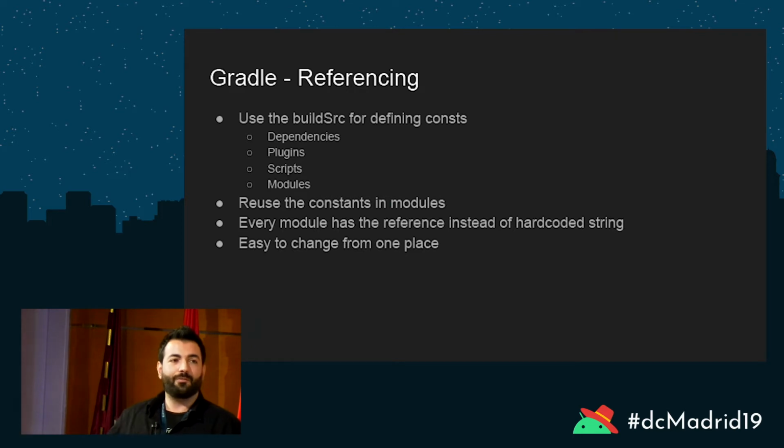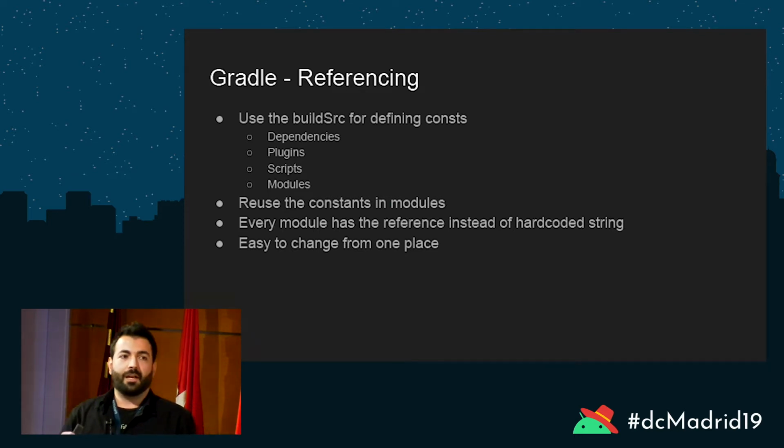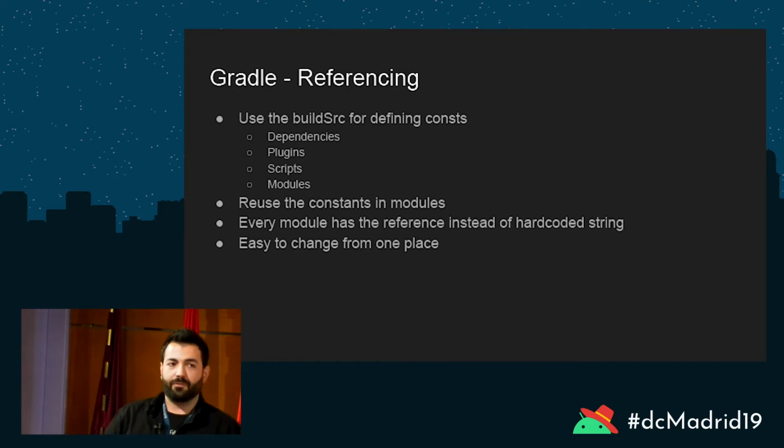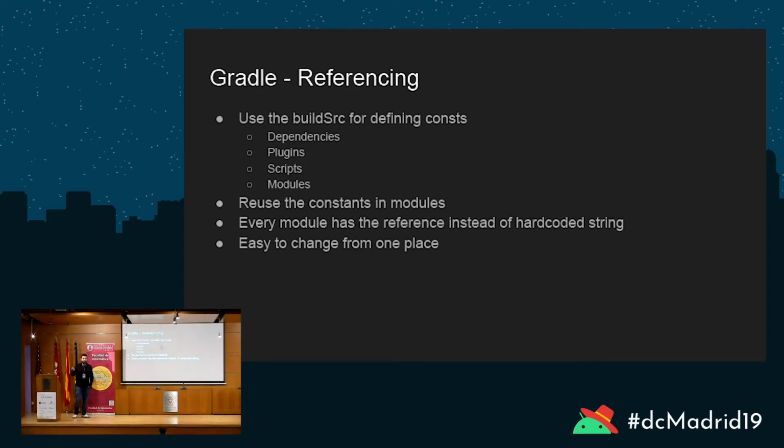Anyway, you can define your dependencies, plugins, scripts, or modules as a reference so that you can reuse those constants, right? This would make every module have the reference instead of the hard-coded string, instead of finding all those strings around and replacing them later on. That's going to make it easy to change from one place because you have it referenced. It doesn't matter the content, you can change the content later on.